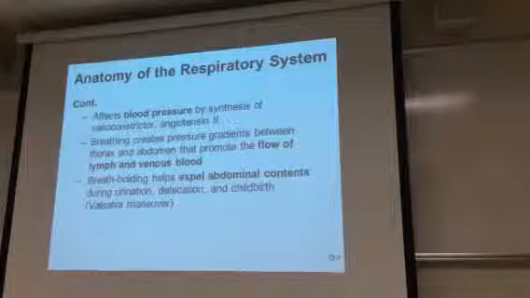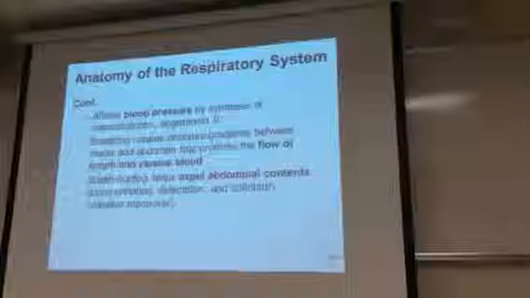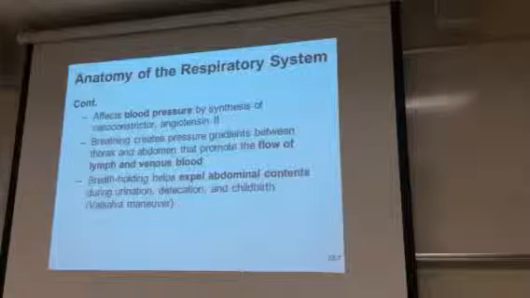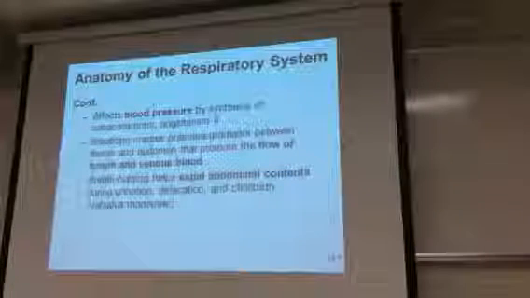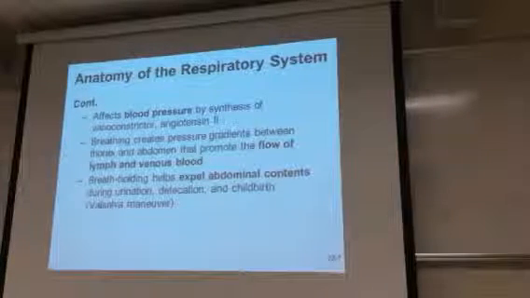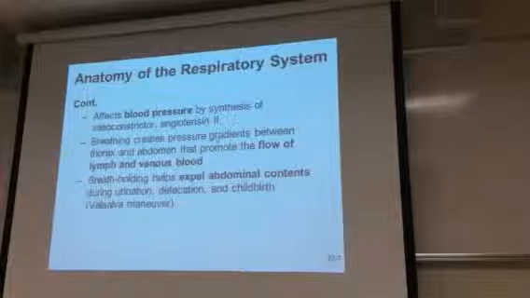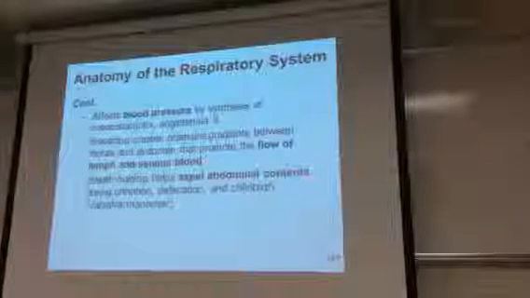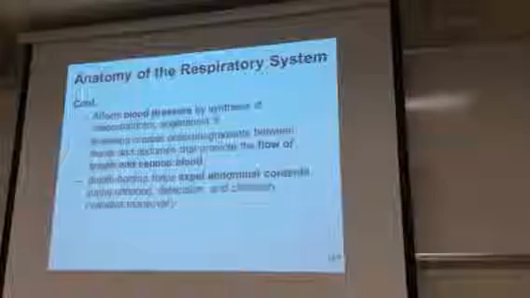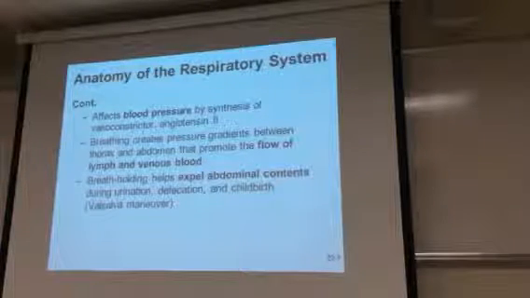Okay. Now, blood pressure is made by the vasoconstrictor. Vaso always means what? Arteries and veins, right? Constrictor means closing it up. It uses angiotensin too. Breathing creates pressure between the thorax and the abdomen and affects the flow of lymph and venous return. We know there are lymph nodes all over the body. That's how fluid gets out of our bodies. Venous is basically the veins.